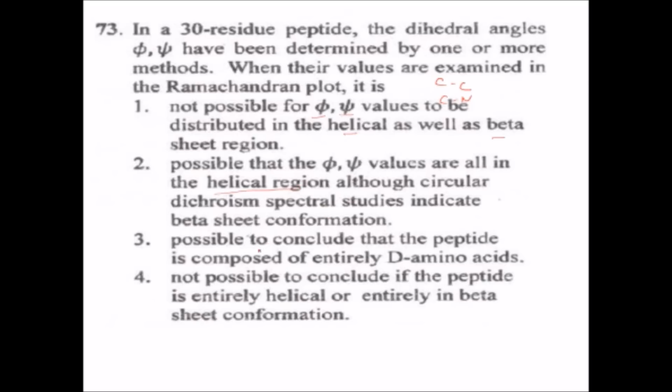Move to the next point. Possible to conclude that the peptide is composed entirely of D amino acids. It's possible because there are different quadrants of the Ramachandran plot which tell about the D and L structure of the amino acids. So the statement is right.